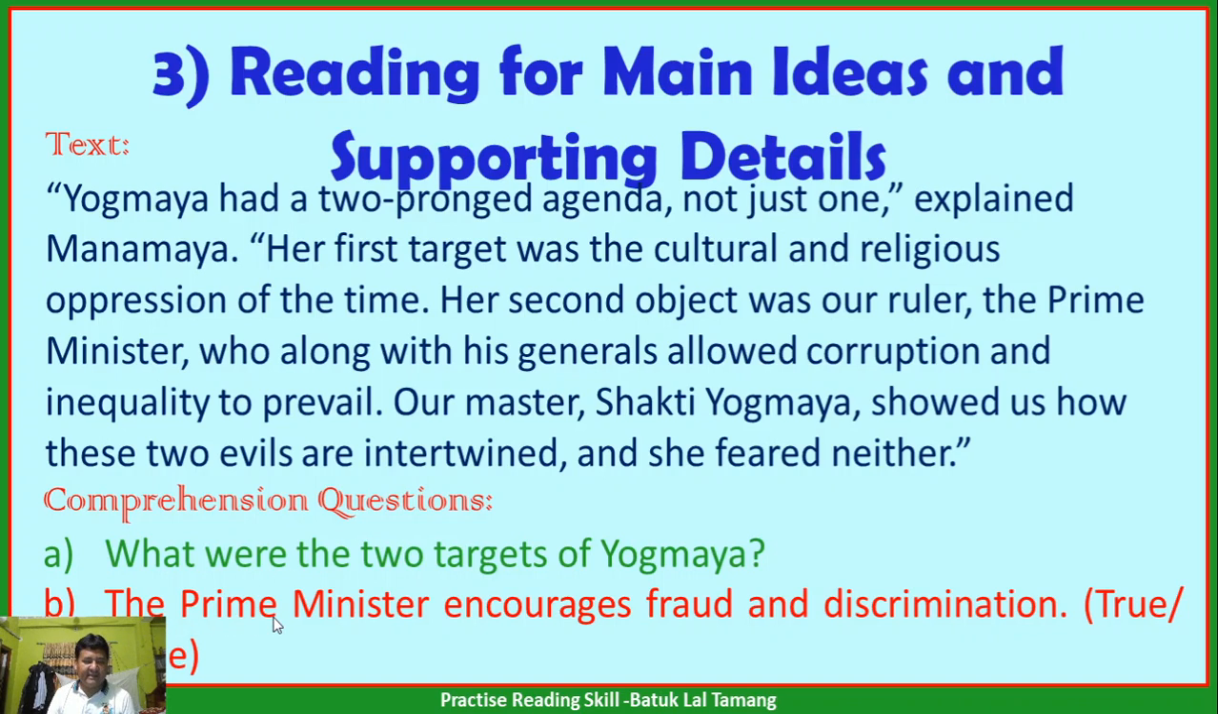And another testing item is true or false. For example, the prime minister encourages fraud and discrimination. One supporting detail is about fraud, and another supporting detail is about discrimination. So they are similar. Cultural oppression is a kind of fraud. Inequality is a kind of discrimination. That's why it's two.